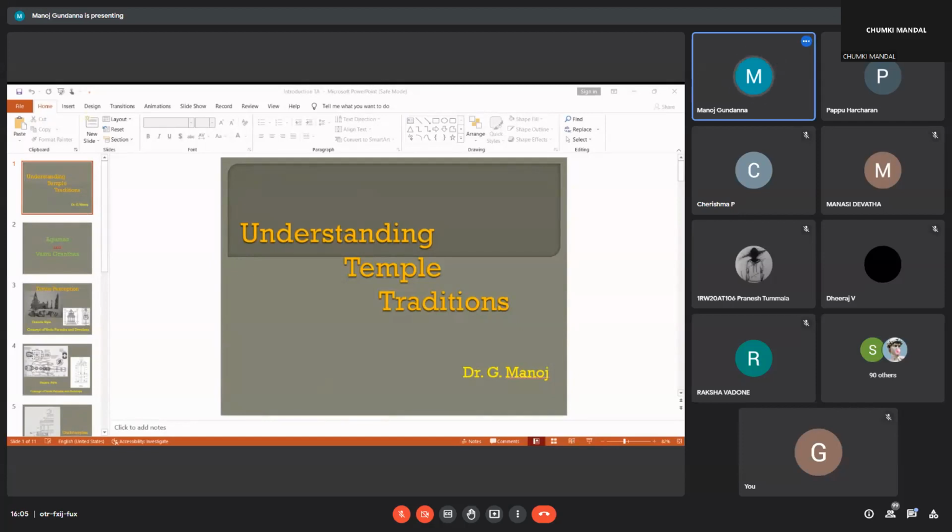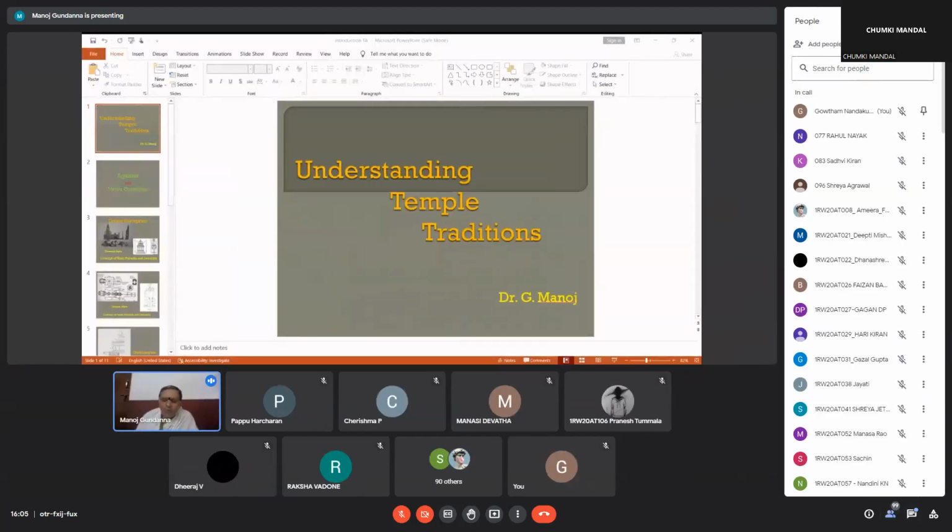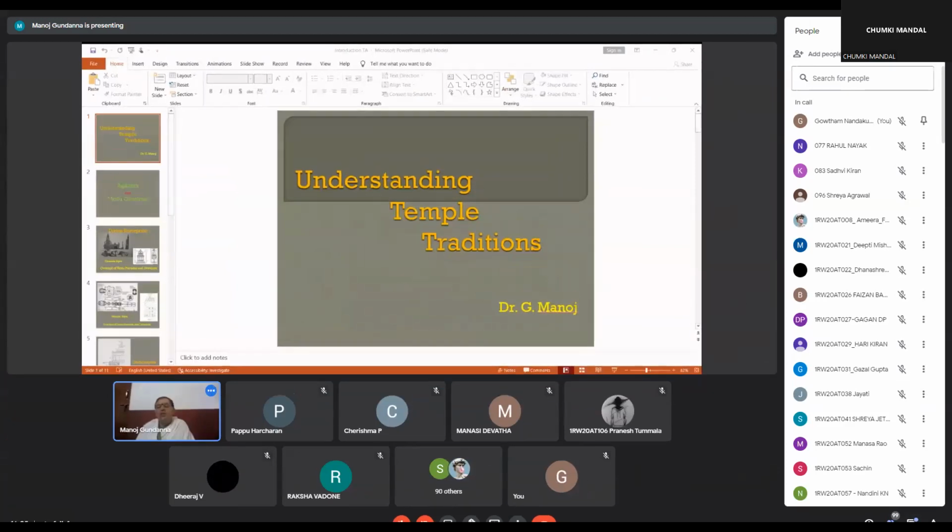So therefore, when you take up scholars like Percy Brown or Henry Cousins, they have done yeoman service. Their service is unparalleled. Even post-independence Indian scholars cannot match the work they have done. Today, the technology is so improved.